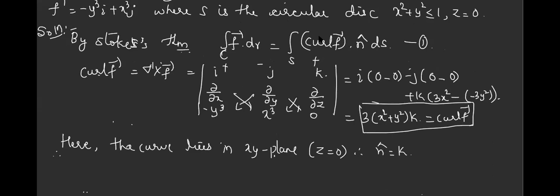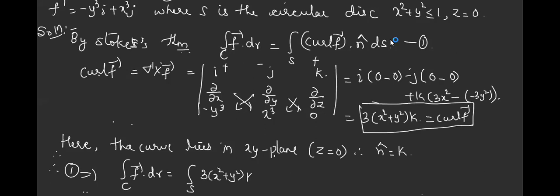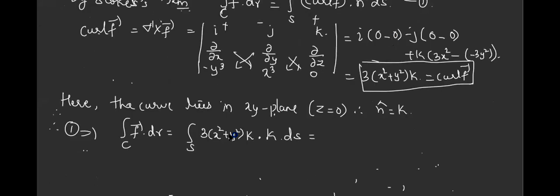Now, we have the curl f value and the n cap value. Can we substitute in equation 1? Yes, we can. So integration over C f dot dr will be integration over S of curl f, which is 3 into x square plus y square into k, dot product with n cap, which is k, ds as it is. Now can you tell me, is this quantity a vector or a scalar?